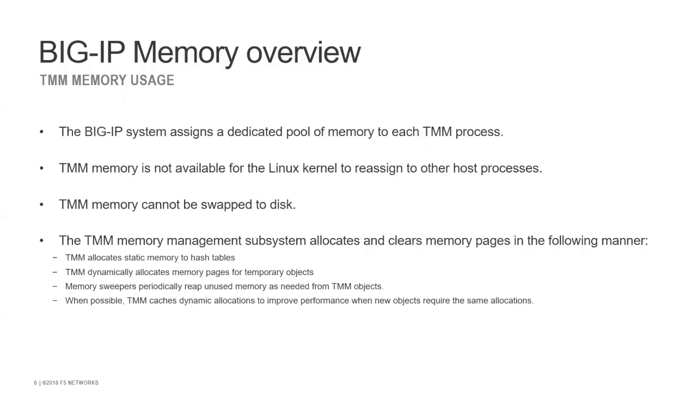The TMM memory management subsystem allocates and clears memory pages in the following manner. TMM allocates static memory to hash tables, for example, the connection flow table. TMM also dynamically allocates memory pages for temporary objects, for example, persistent records and buffered connection data. Memory sweepers periodically reclaim unused memory as needed from TMM objects. And when possible, TMM caches dynamic allocations to improve performance when new objects require the same allocation.